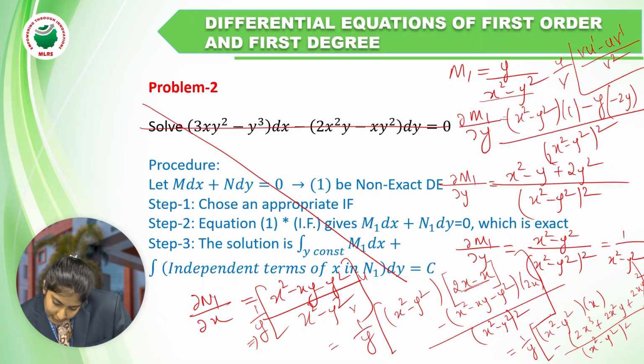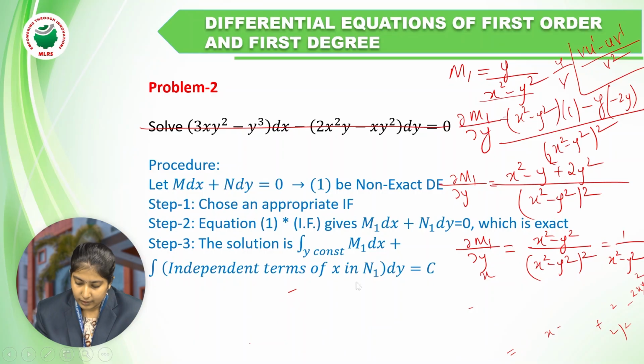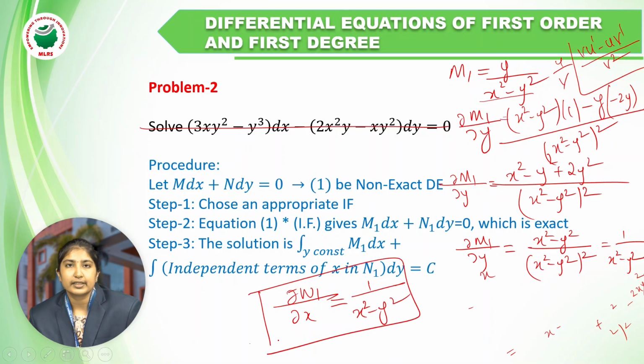So here you are getting plus x cube, so plus x cube minus 2x cube. How much is it? x cube minus 2x cube minus x cube. We can do it once more here, one minute. So performing dou N1 by dou x, again you should get what? 1 by (x square minus y square). Only then we can say that the given equation is exact.